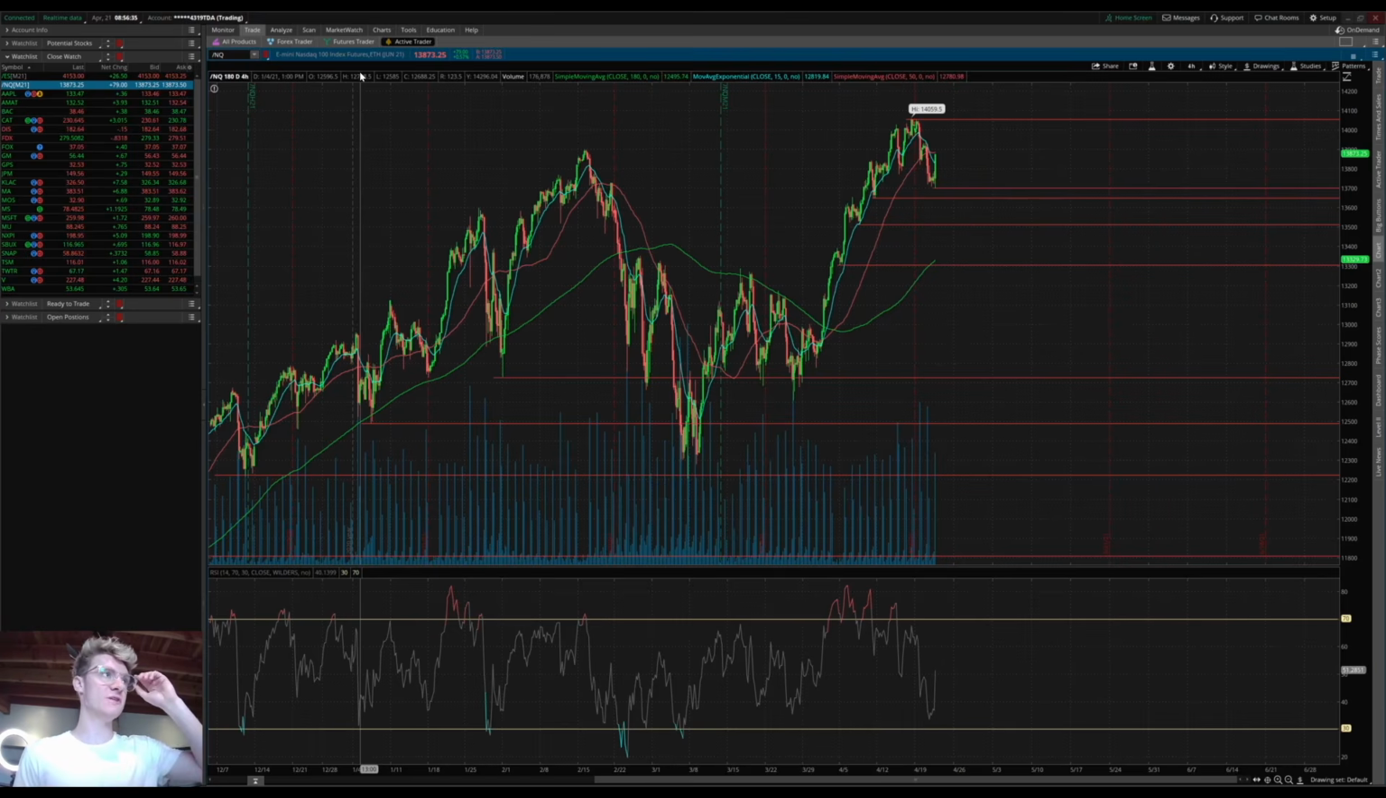As you can see, I've pulled up /NQ right here. And what I'm going to explain to you is how I go about using the levels within /NQ to help me determine where the overall market is headed, and more importantly, where my positions might stand.